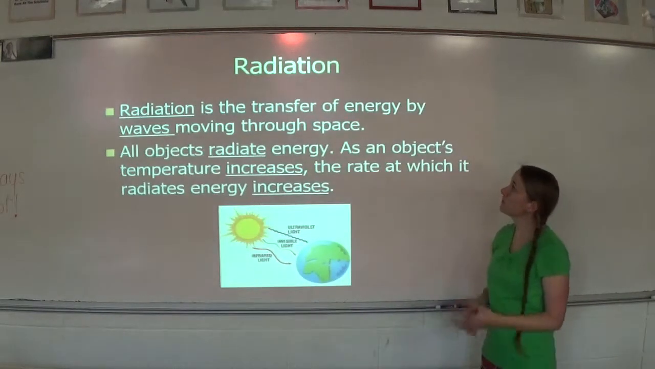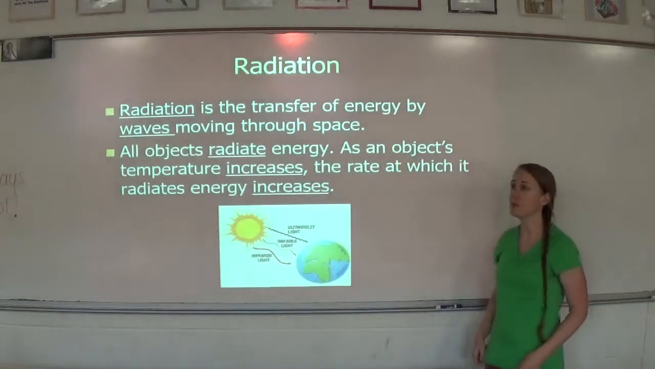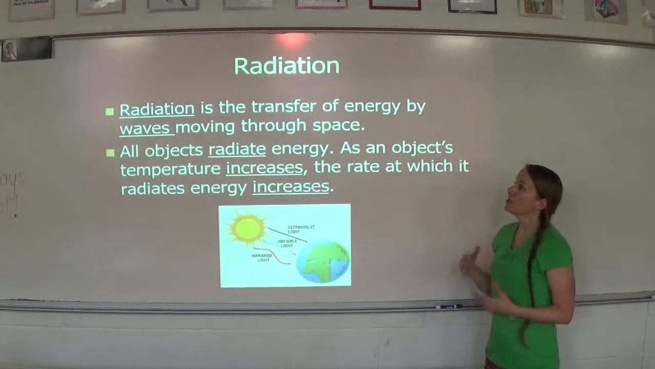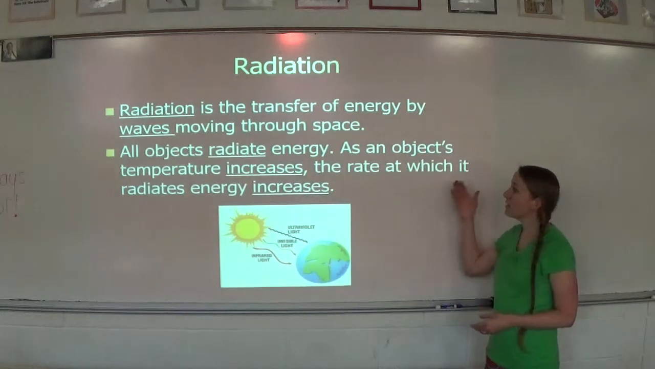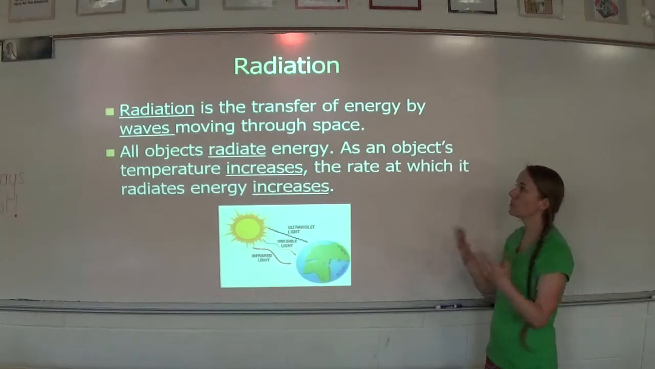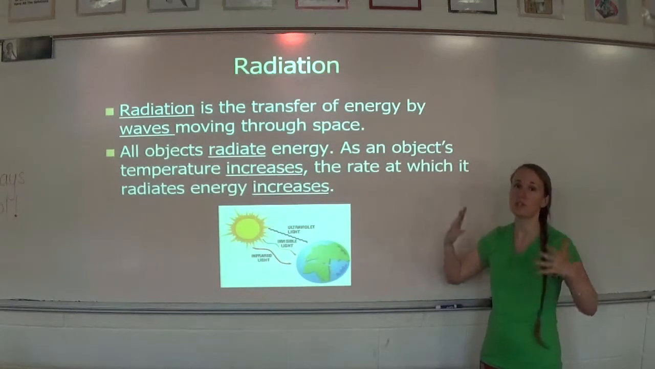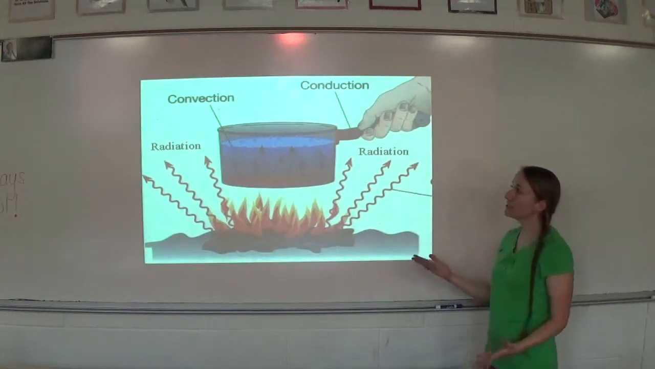So radiation is the transfer of energy by waves moving through space, and we'll talk more about waves in the next couple of chapters. So all objects radiate energy. As an object's temperature increases, the rate at which it radiates energy increases. So the more energy an object has, the more energy it's going to radiate, and of course the hotter it is.